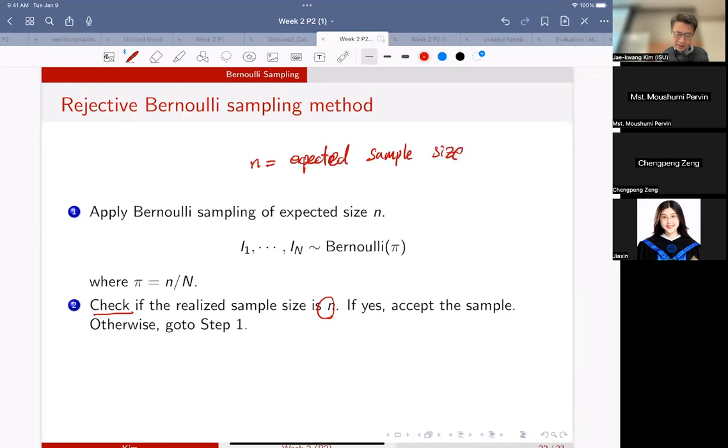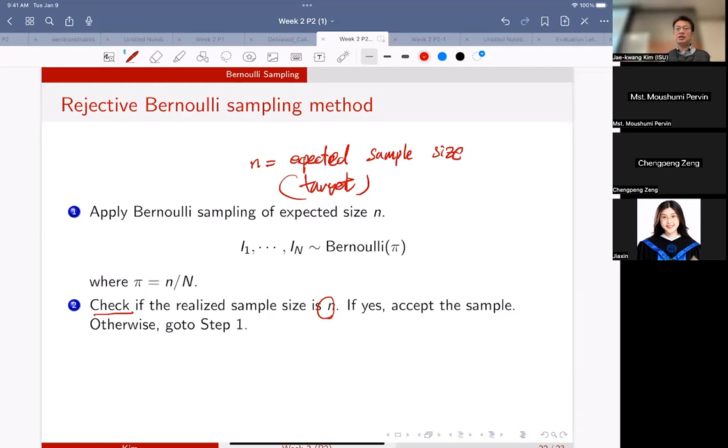What is the target sample size? If the realized sample size is equal to the expected sample size, the target sample size, then we accept the sample. Otherwise, we reject it. Okay.